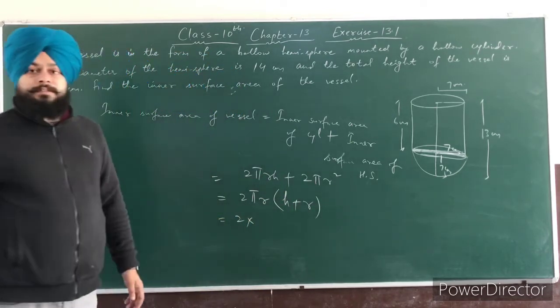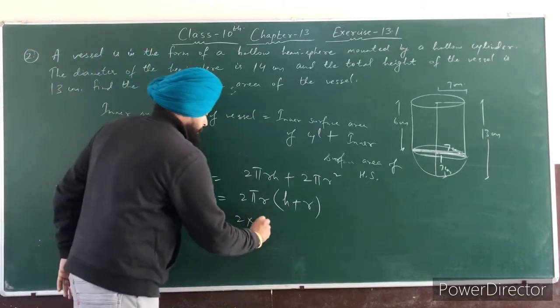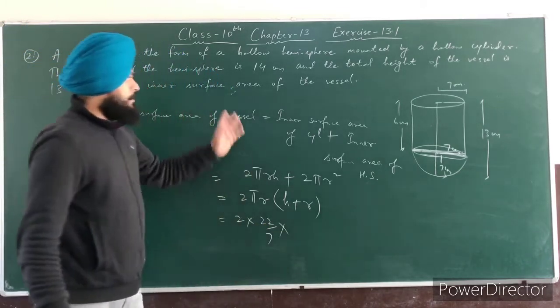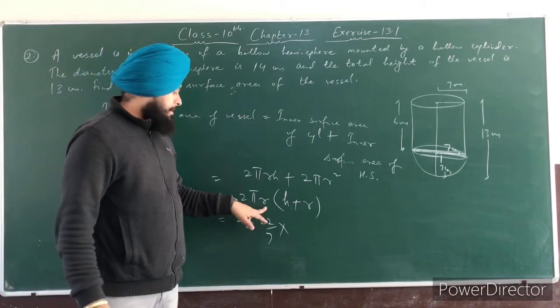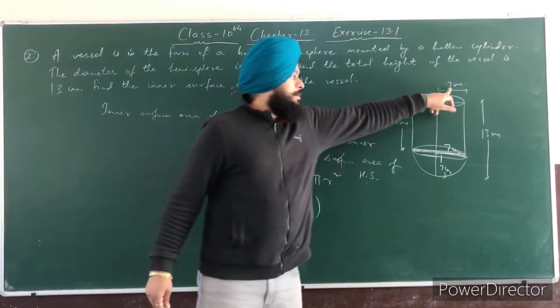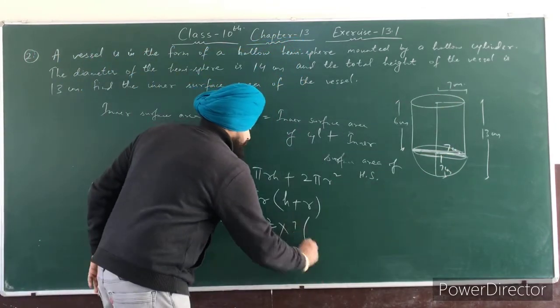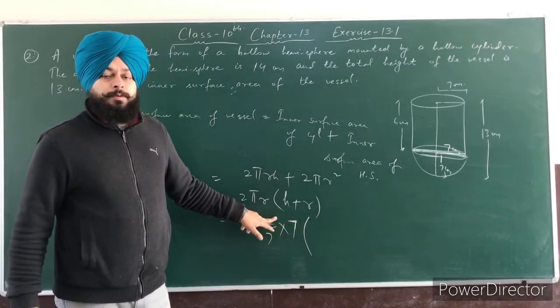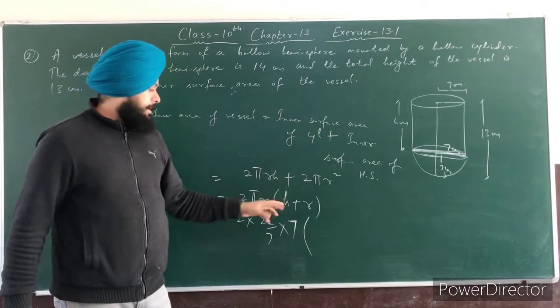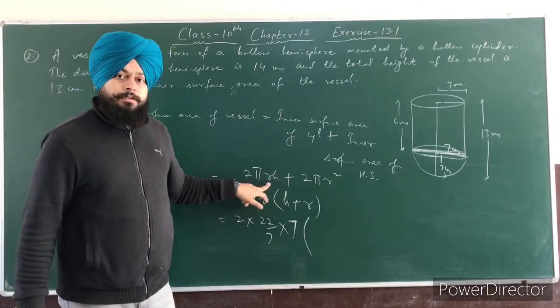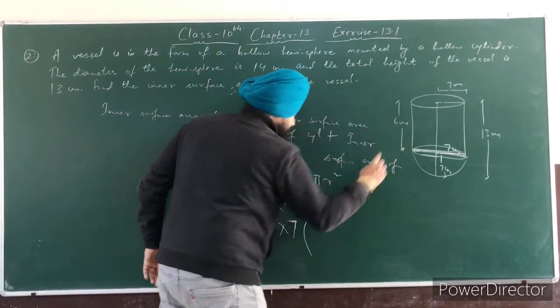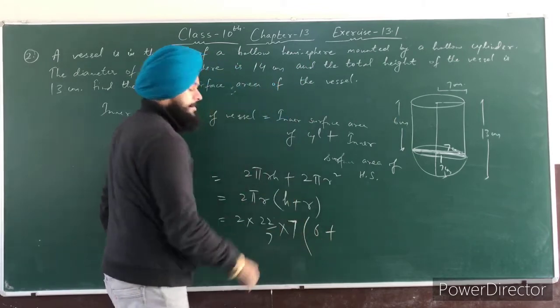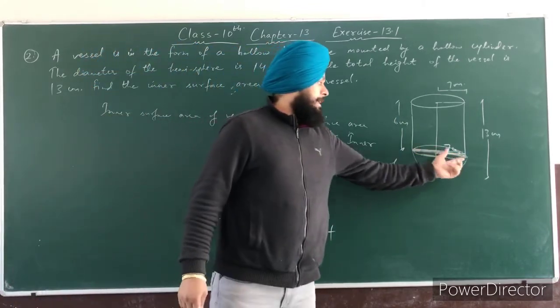Now the value of pi is 22 by 7, because it is not given, so we can take 22 by 7. R, the radius, is how much? 7. And height h, height of which portion? Cylindrical or hemisphere? Height of the cylindrical portion, and it is 6 cm. Plus r, the radius, that is 7.